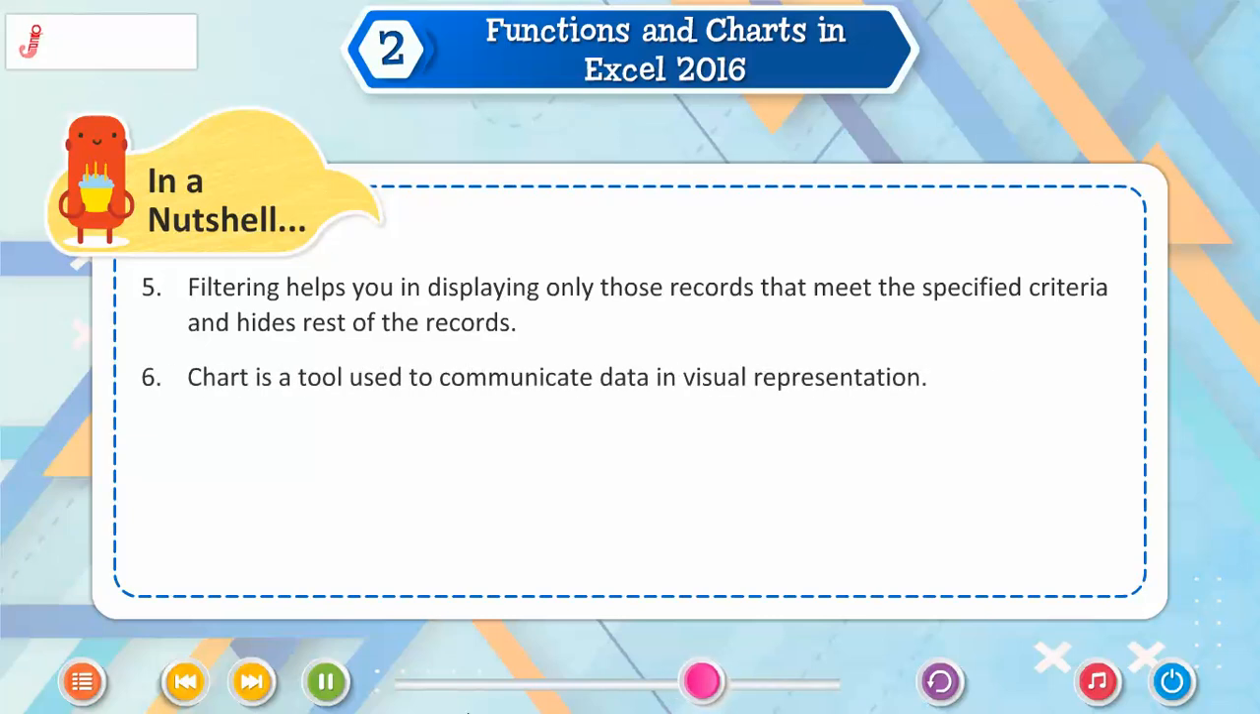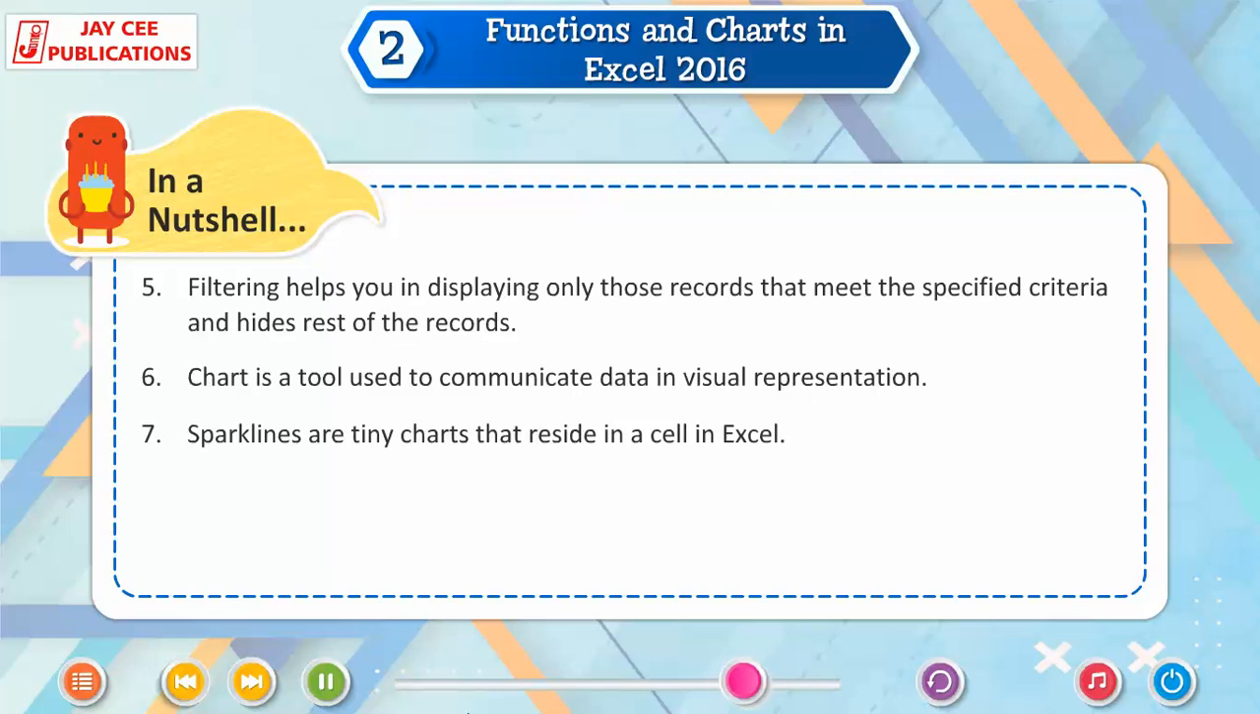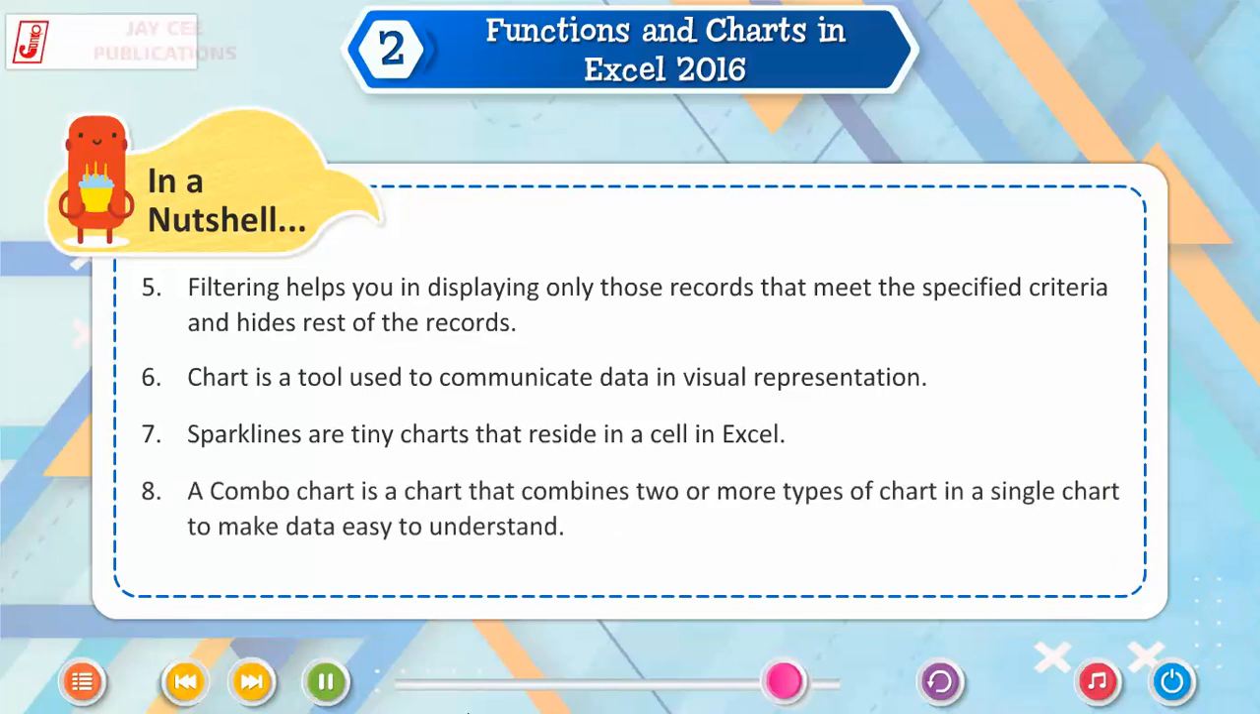6. Chart is a tool used to communicate data in visual representation. 7. Spark lines are tiny charts that reside in a cell in Excel. 8. A combo chart is a chart that combines two or more types of chart in a single chart to make data easy to understand.